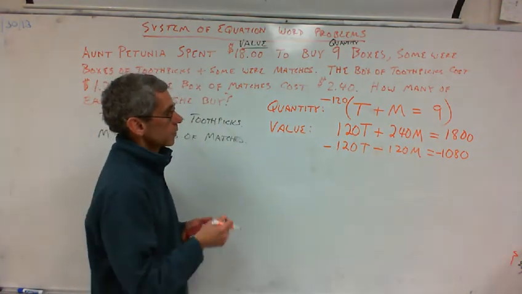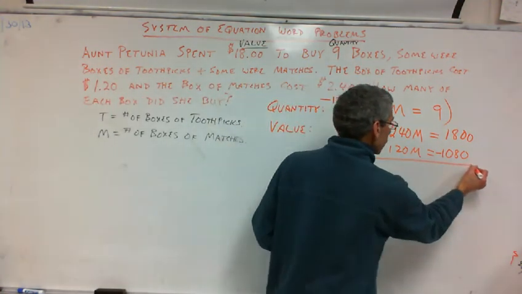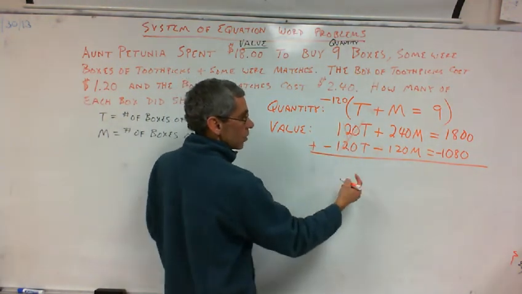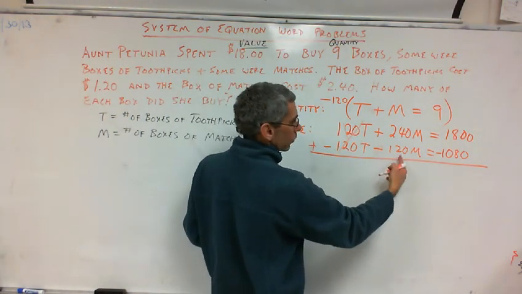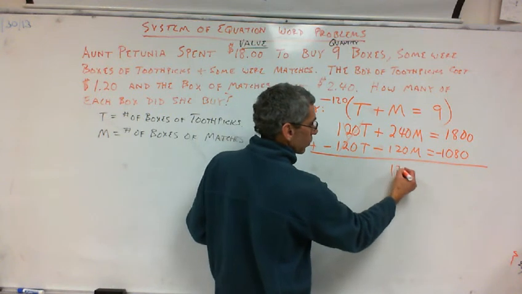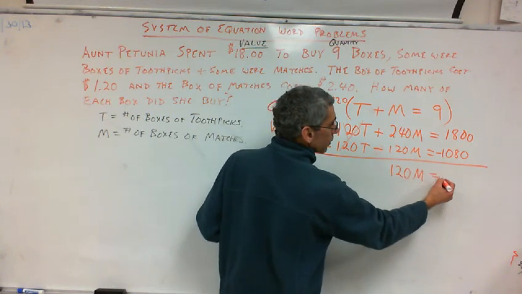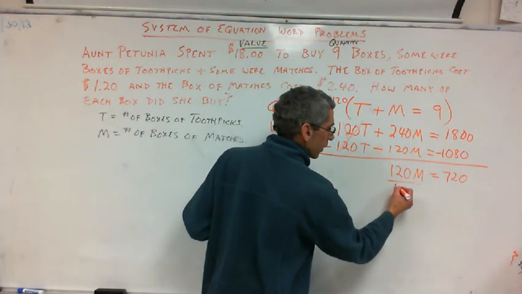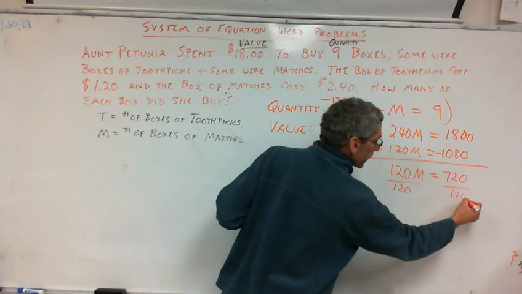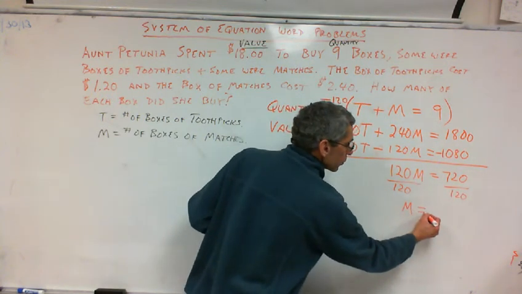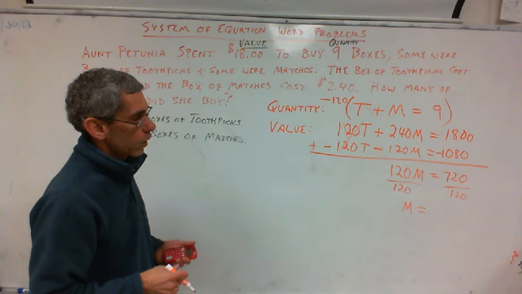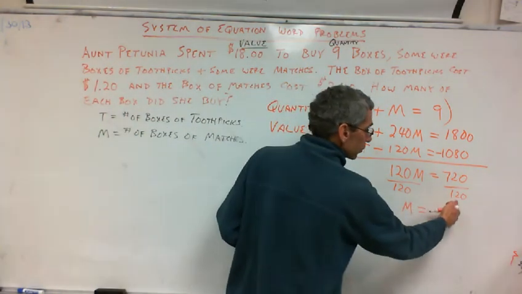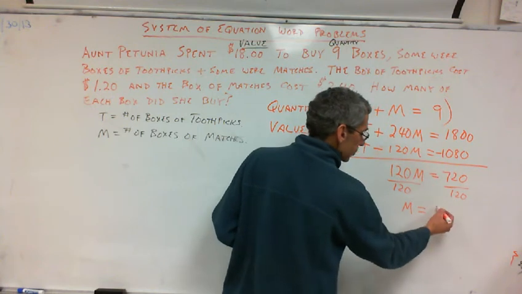All right, so now look at that. We have two equations and our t's are going to cross out. Awesome, so we're going to add these together. All I'm going to have is m's. So 240 minus 120 is 120, right? So 120m equals 720. All right, so now I'm going to divide by 120. m is equal to, 12 goes into 72 how many times? 6, right? So m is 6.